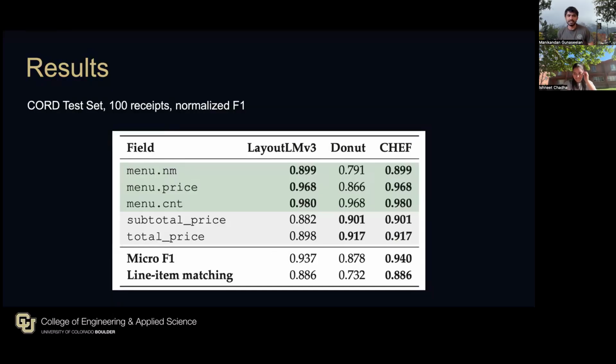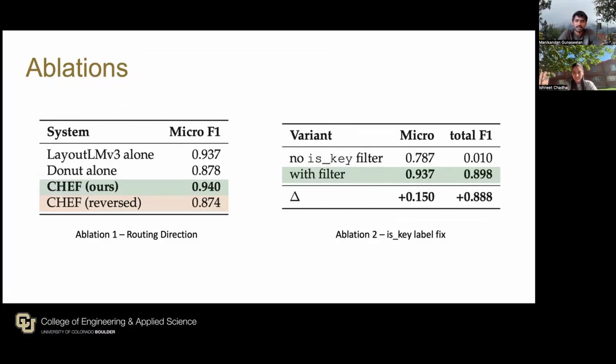So for our results, we use CORD's test set of 100 receipts with normalized F1 as our metric. And as Ishneet mentioned, LayoutLMv3 and Donut are both good at different things. So we see here that in single item fields like menu name, price, and count, LayoutLMv3 beats Donut. And for aggregate fields like subtotal price and total price, we have Donut beating LayoutLMv3. And we propose Chef, which is our hybrid methodology, which combines both of these for a better F1 and line item score than both. We do a few ablations to make our result more rigorous.